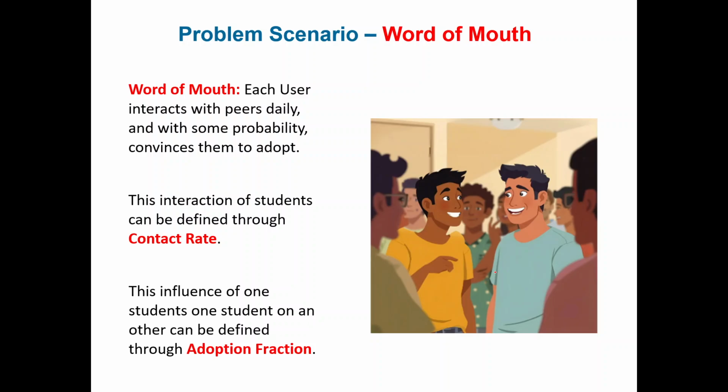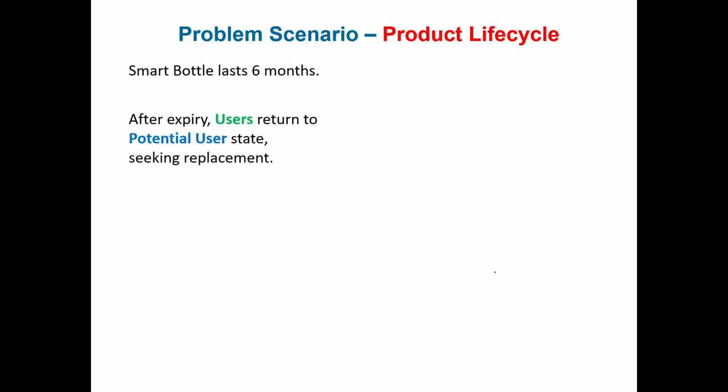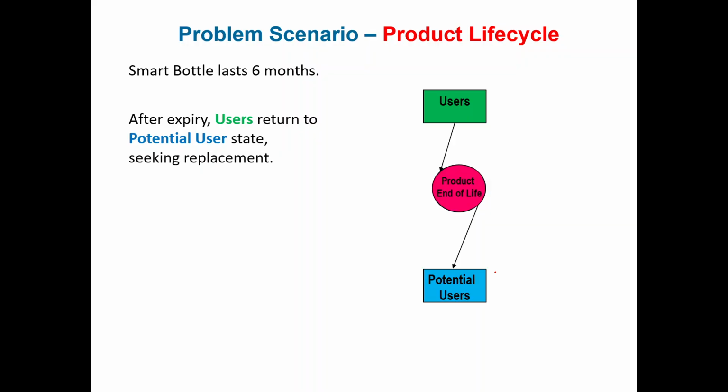Now let's also consider another aspect of this product, and that is the product life cycle. Let's say the product has a life of 6 months. After 6 months, the users who are using this product will again go back to the potential user state, and in that state they would be seeking replacements. Again, graphically, users, when the product life ends, will become potential users.